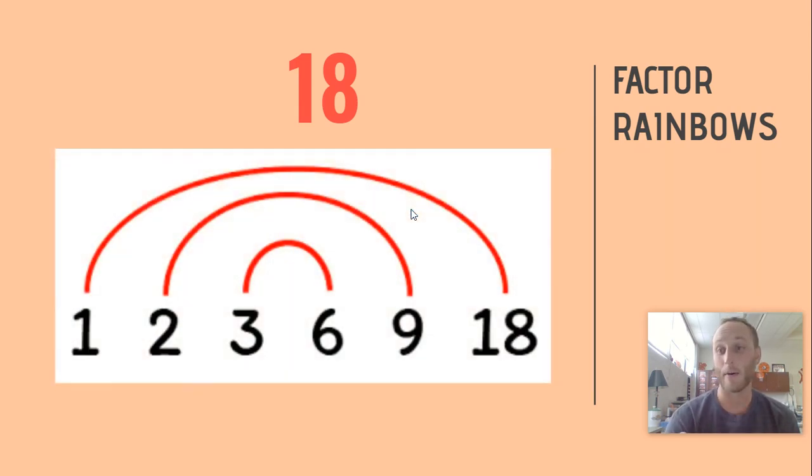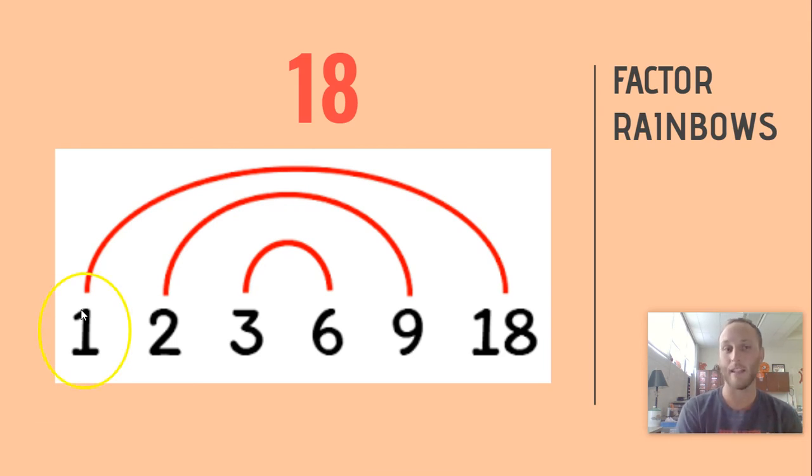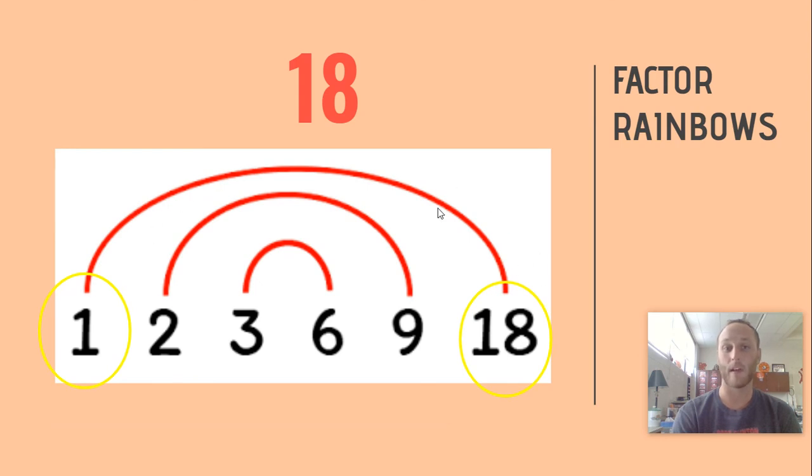Let's try another one. Actually, before we try another one, I have another thing that goes with factors that might be maybe easier for you to understand. So sometimes they do factor rainbows to make it a little bit easier to see where they attach. So if I was looking at the factor rainbow for 18, this is how I could set it up instead of doing what we just did by trying to find the pairs that match together. So you could start with 1. So if I started with 1, I need to think about what number times 1 is going to give me 18. Well, I know that 18 times 1 is going to give me 18. So I can find 18 over here and I can attach it with a rainbow arch.